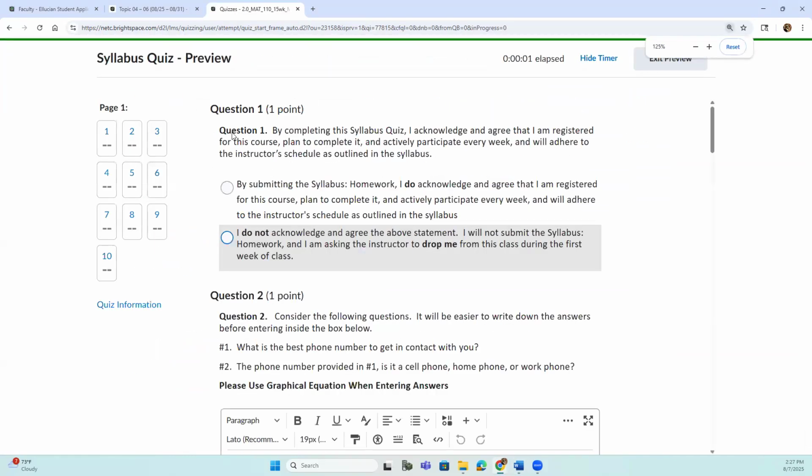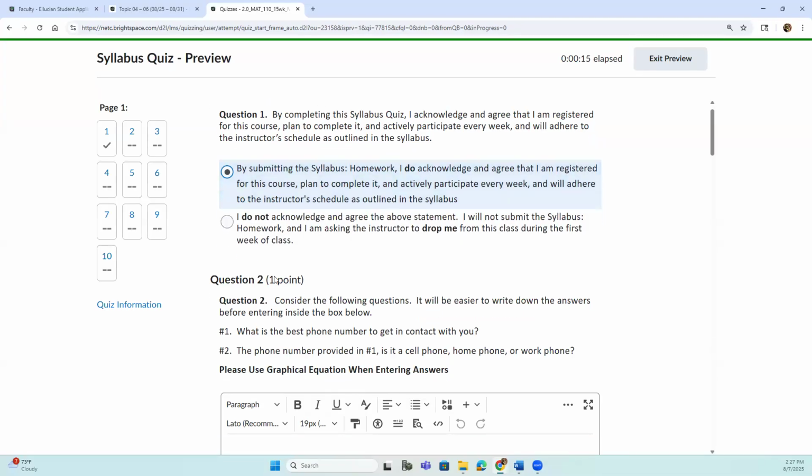Well, question number one, by completing this syllabus quiz, I acknowledge and agree that I am registered for this class, plan to complete it and actively participate every week, and want to adhere to the instructor's schedule as outlined in the syllabus. Okay, so by clicking the first choice, you do acknowledge the above statements.